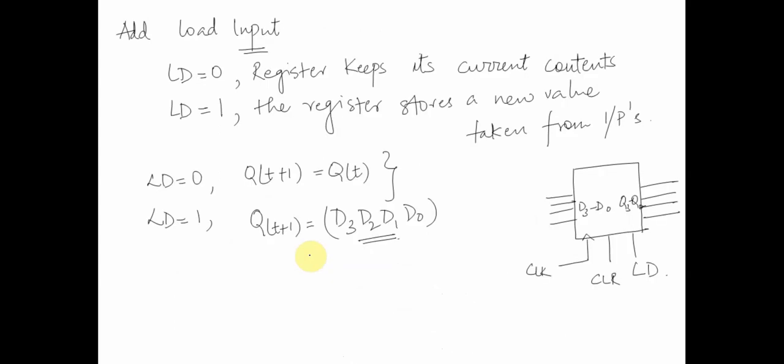For that, we said let's add a load signal. Whenever the load is equal to 0, the register will keep its present contents, and whenever the load changes to a value 1, the register will store a new value taken from the inputs. This is a sort of characteristic equation: when load is equal to 0, the next state retains the present state, and whenever load is equal to 1, the next state is equal to the input. And how do we implement such a circuit?